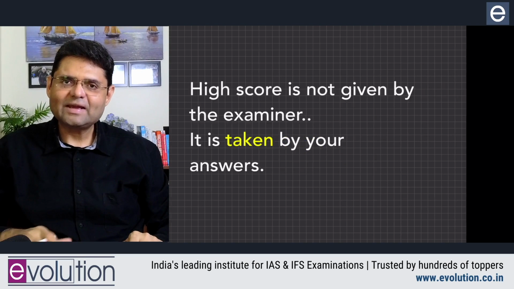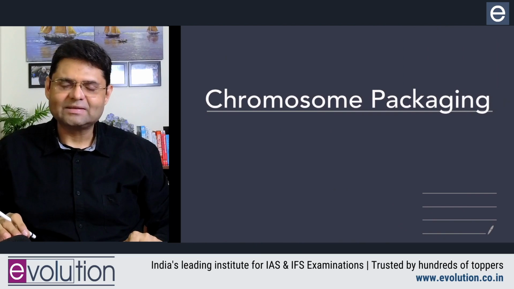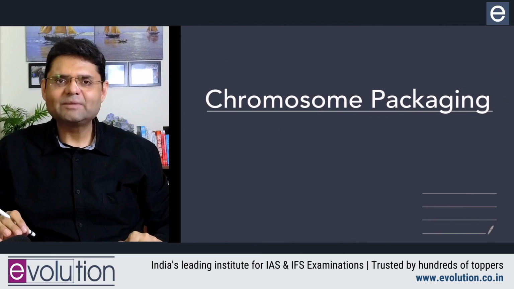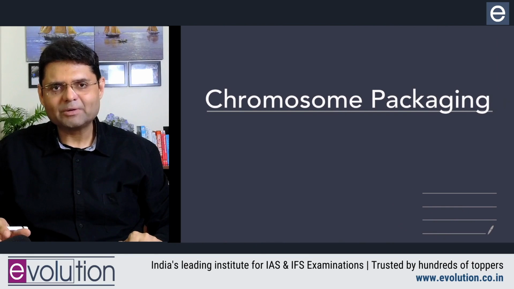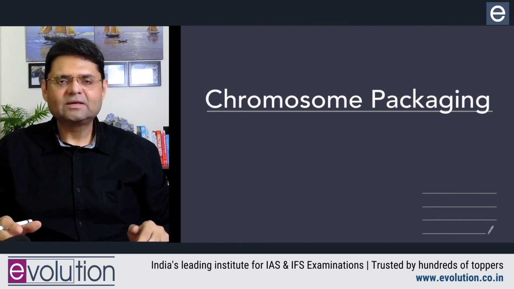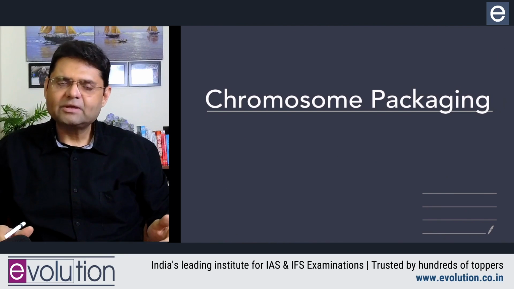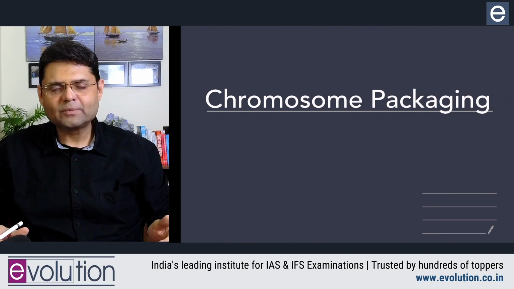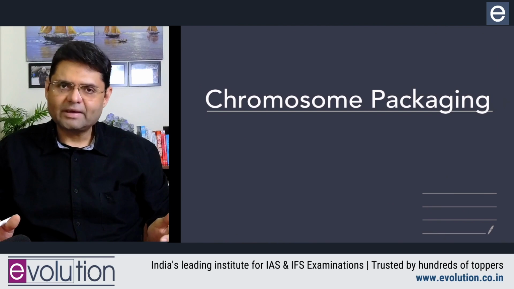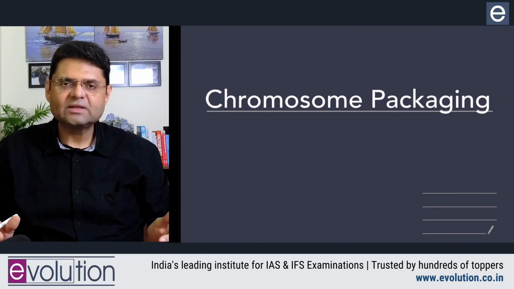So the question that I have taken for today's discussion is from chromosome packaging. This is a topic that finds a mention both in botany and zoology syllabus. It is a part of paper 2 under the genetics section. In zoology, the question on chromosome packaging is framed like: describe the molecular structure of chromosome, or describe the difference between euchromatin and heterochromatin. How is the chromosomal material packaged within the cell? Those kinds of questions have already come in the examination.